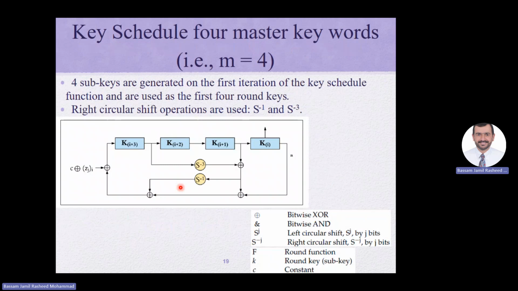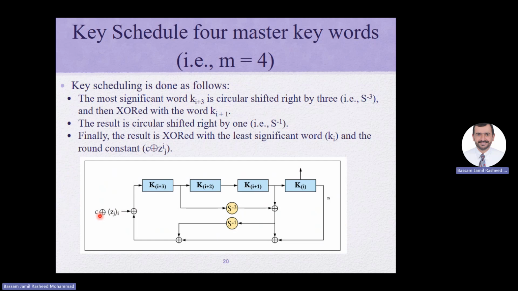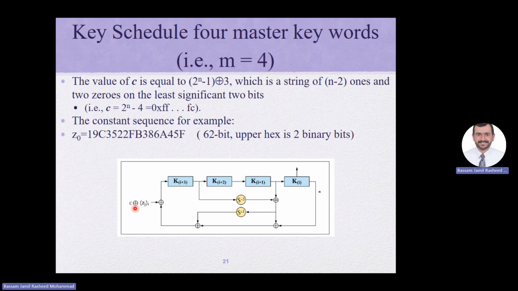Once I do all of that, I can generate a 16-bit subkey for round I. All right, so let's see the constants here. What is this? How do I generate this? So the C here is all ones, okay? It is a string of all ones with the least significant bits being zeros. For example, like this, right? So all ones, and the least two significant bits are zeros. That's what the C constant is.